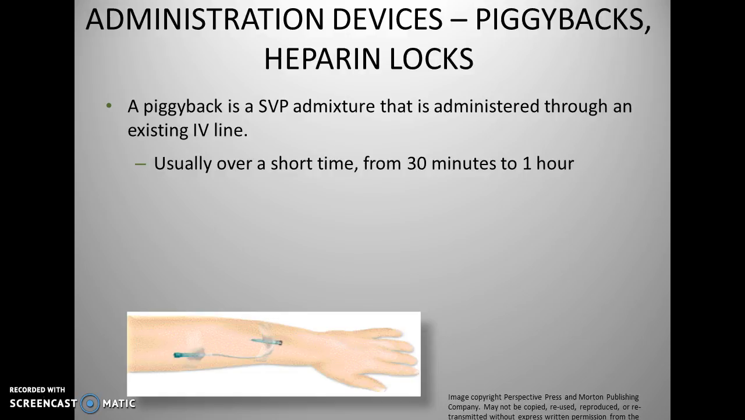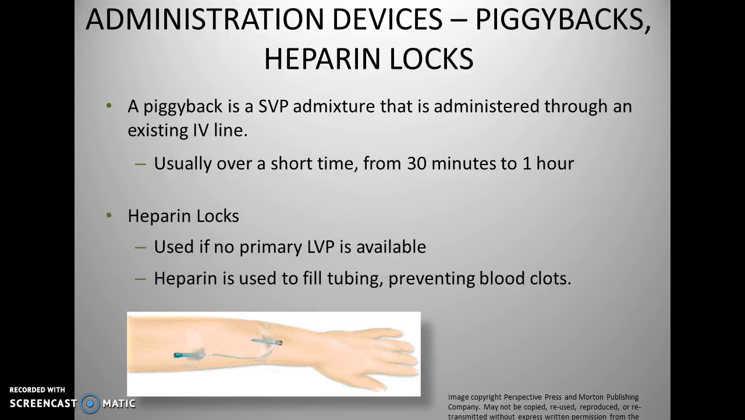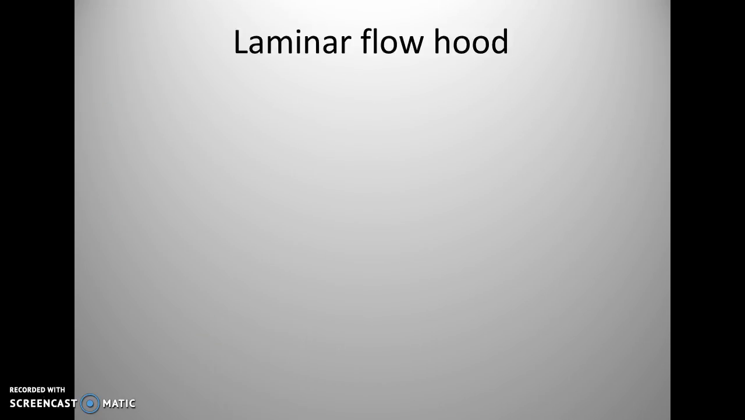So a heparin lock is a short piece of tube attached to a needle or an intravenous catheter. When the tube is not being used for the mini bag, the heparin is used to fill the tube, and this prevents the blood from clotting in the tube. Okay, so if the LVP is not available, this again prevents clotting from occurring.